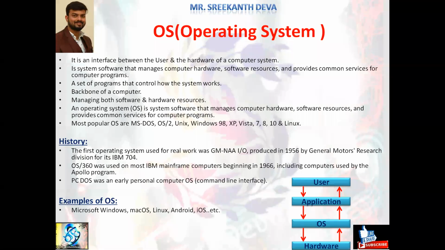See, all computers must have an operating system. Used for what? Starting the computer and to run other programs. And it provides an interface between the user and the hardware of a computer system. Simply you can remember what is operating system: operating system is an interface between user and hardware components. Here users are nothing but who are using the computer, who are interacting with the computer.